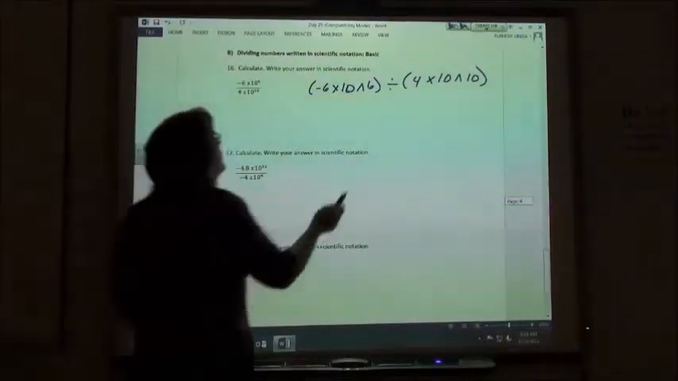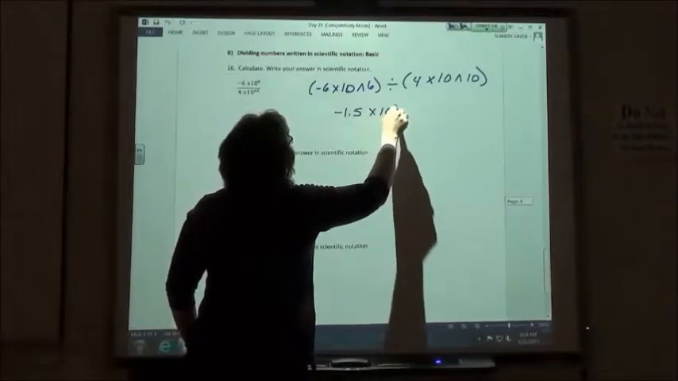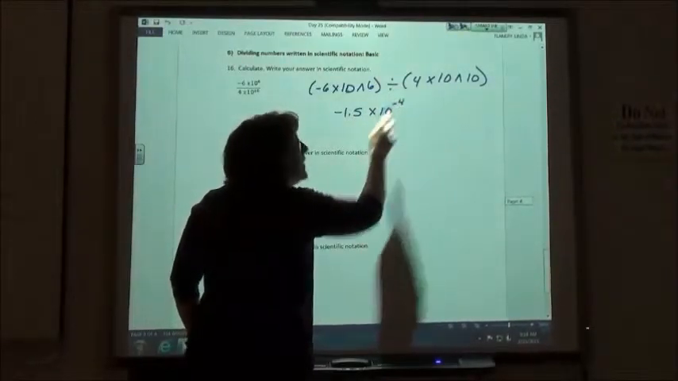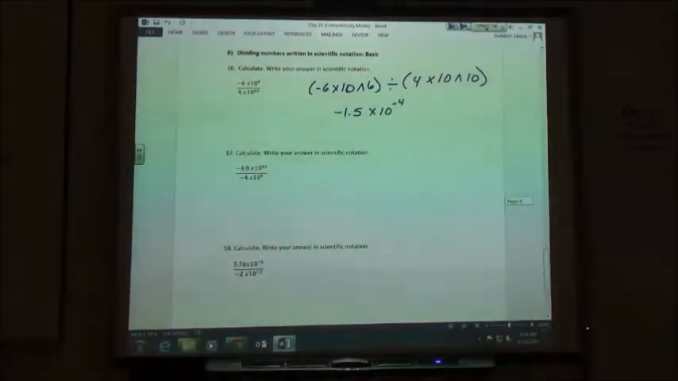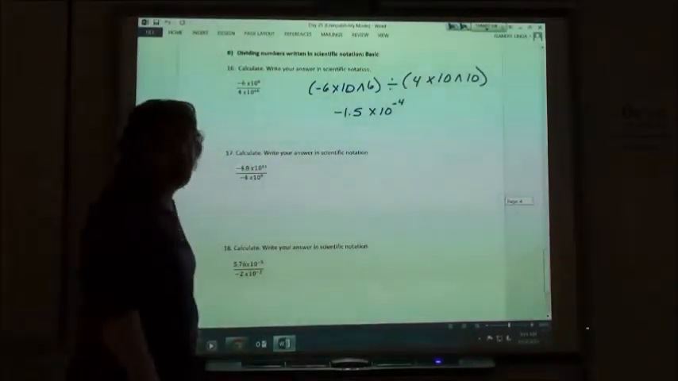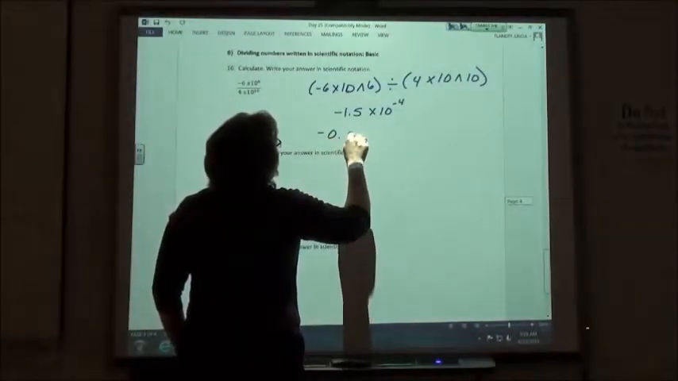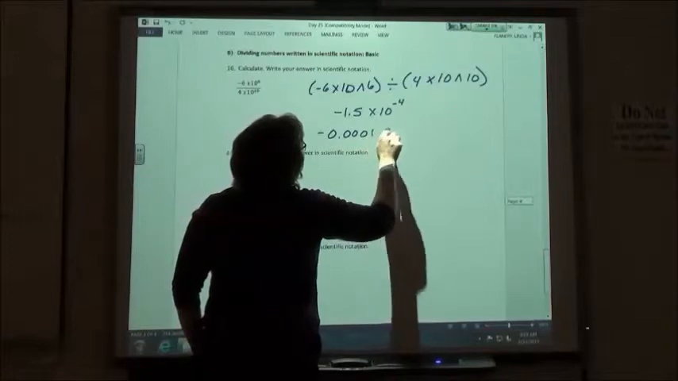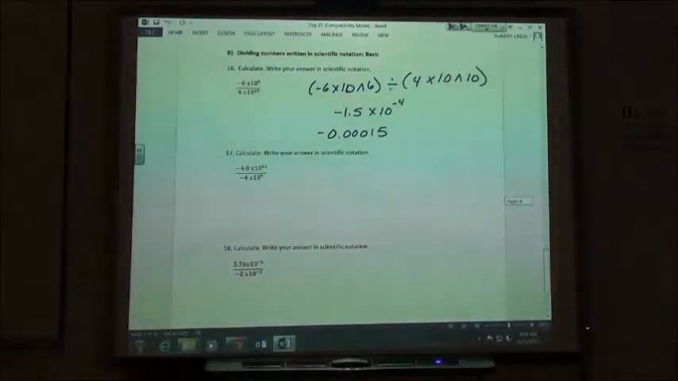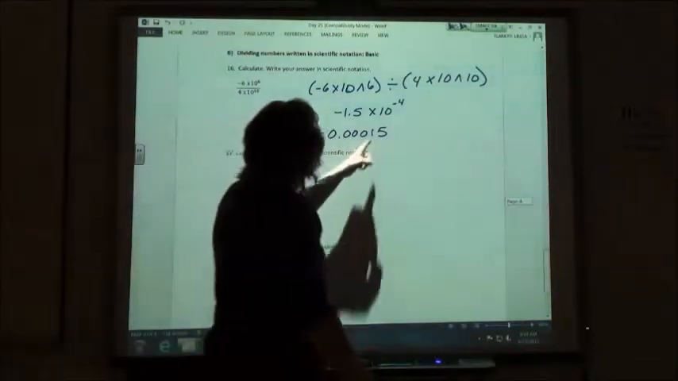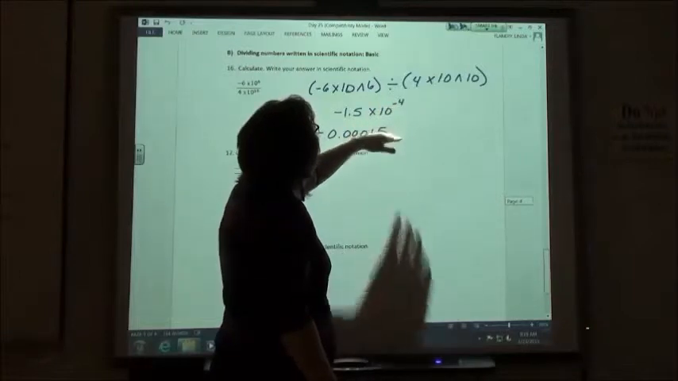Would it be negative 1.5 times 10 to the negative 4th? Is that what it's coming out to be? Negative 0.00015, right? There's 3 zeros there. Mine says negative 1.5 times 10, negative 0.4.